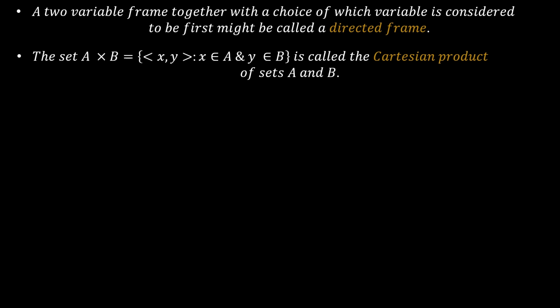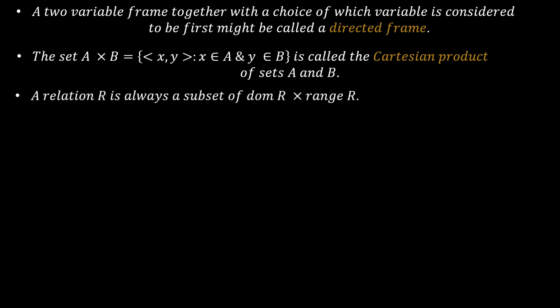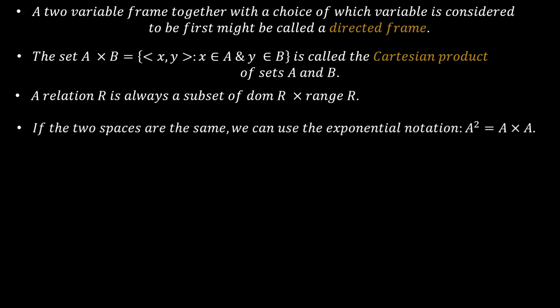It's a set of ordered pairs such that, with A and B being considered for the Cartesian product, x is a member of A and y is a member of B. A relation R is always a subset of the domain of R times the range of R. That's the Cartesian product of the domain of R and the range of R. And we know the domain is a set of x's and the range is a set of y's.